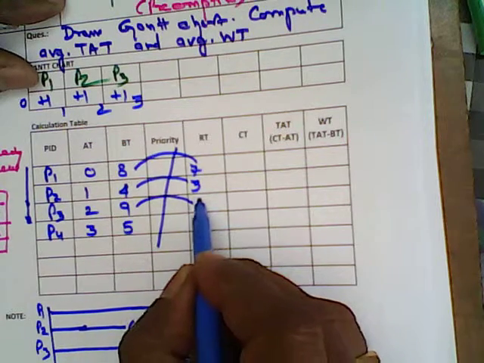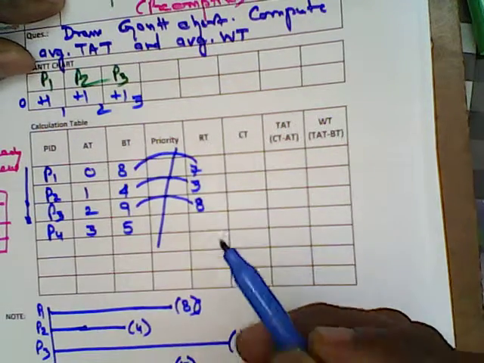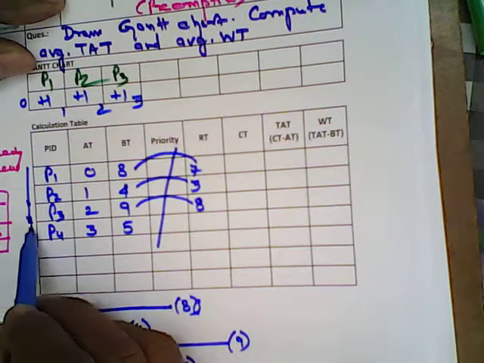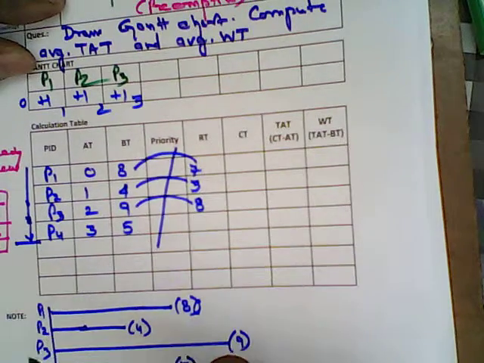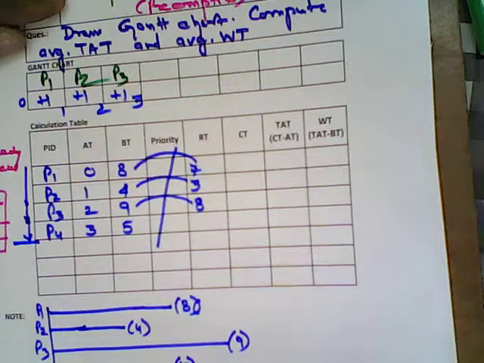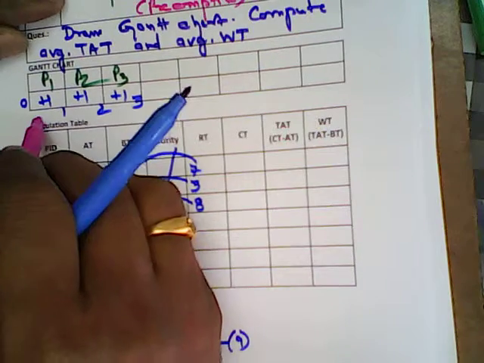Now at 3 you see all 4 processes have arrived. So this particular segment is called the ready queue, RQ.